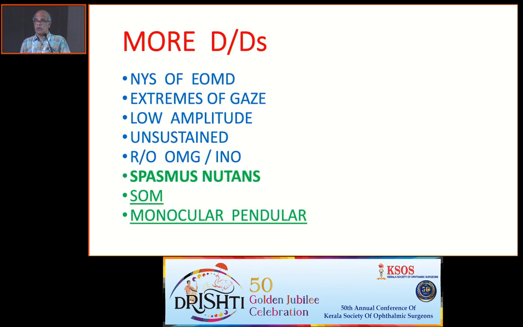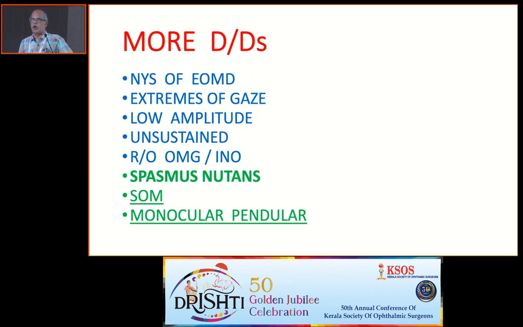And sometimes you think that abduction is more than adduction. That is also possible. Then nystagmus of extraocular muscle dysfunction on the other side. Whenever you get that, remember myasthenia gravis and internuclear ophthalmoplegia. And you can also get spasmus nutans. Spasmus nutans, it is horizontal jerk. But one eye, it will be very subtle, very minimal, you may not be able to appreciate. And head nodding and torticollis may not be there. So you may think it is monocular. Usually it is a benign thing.